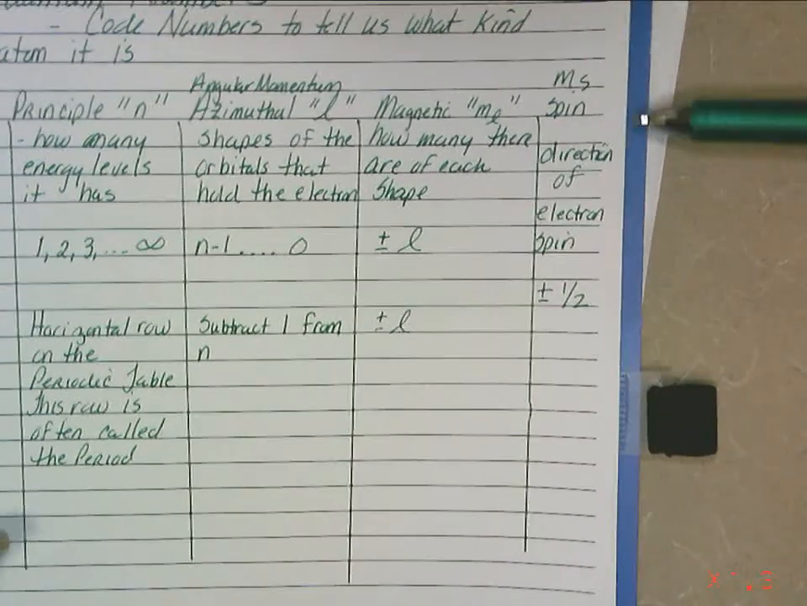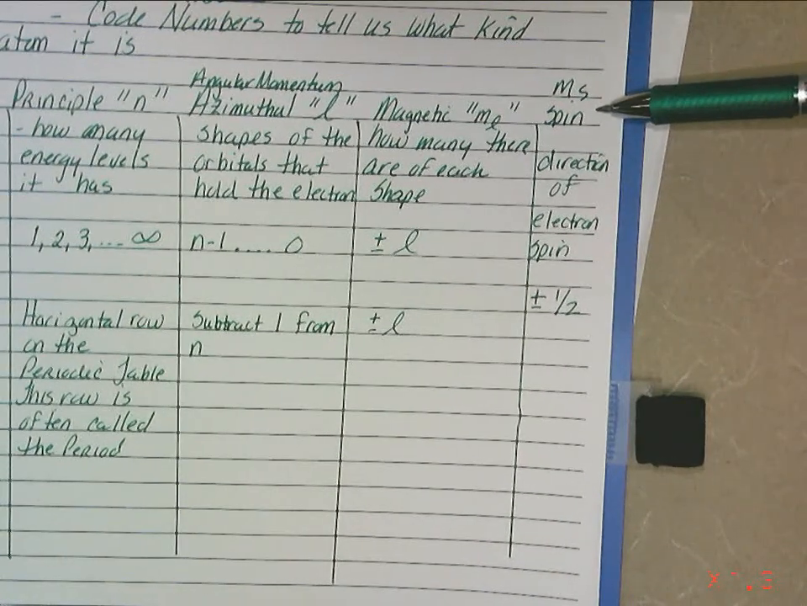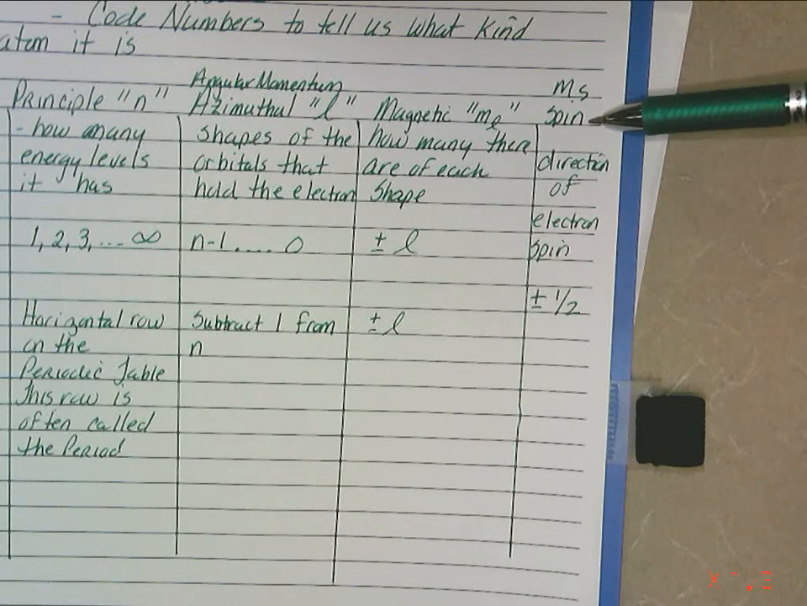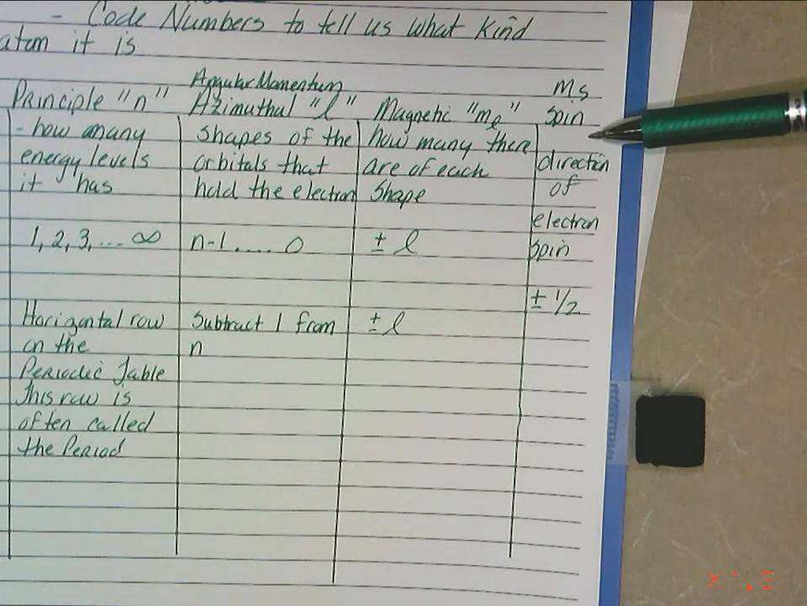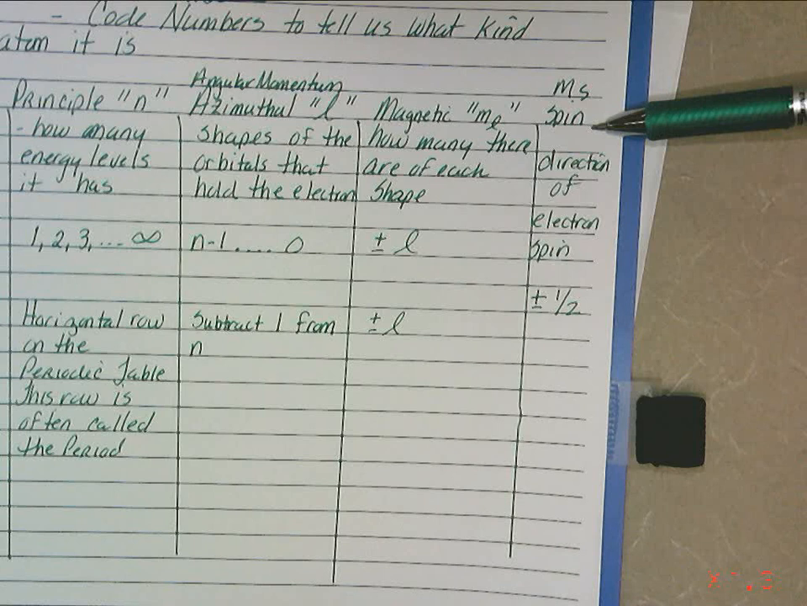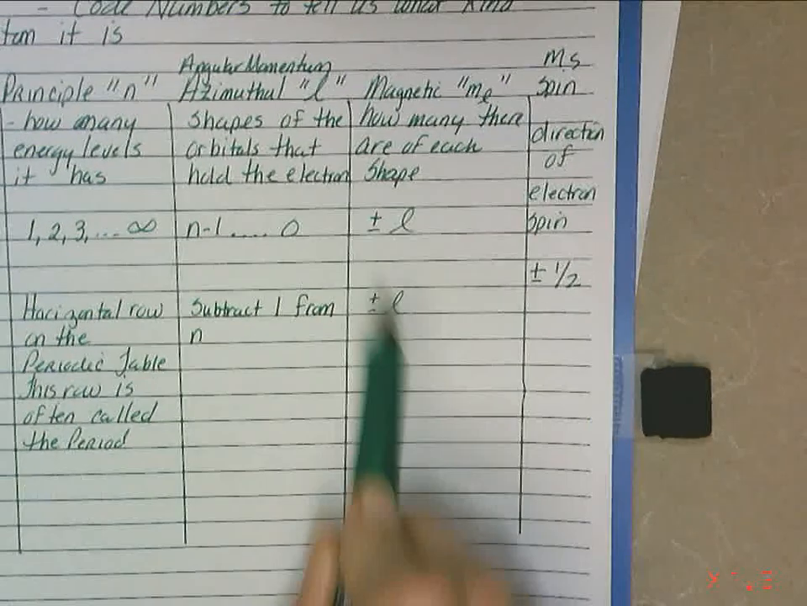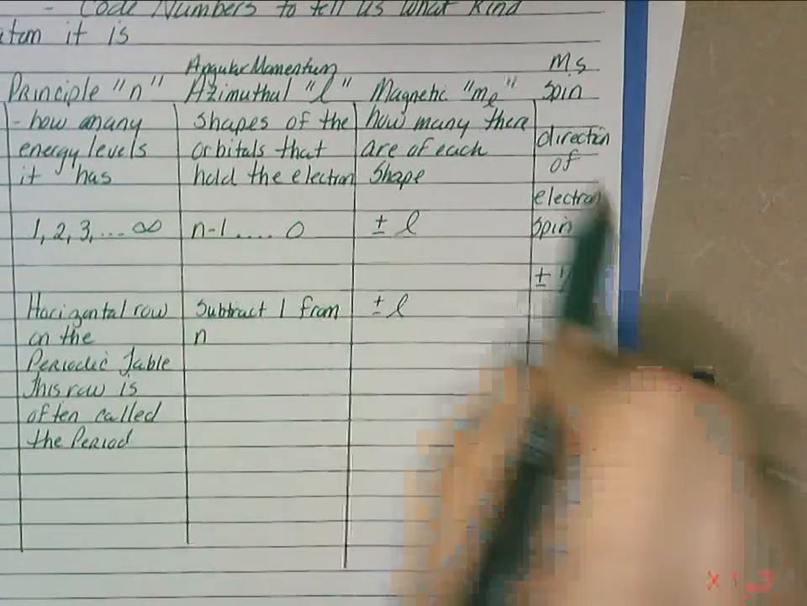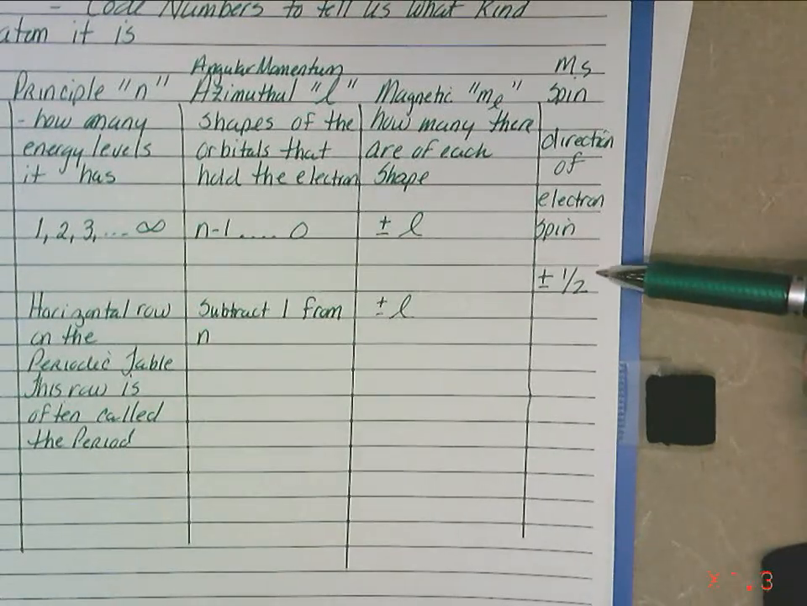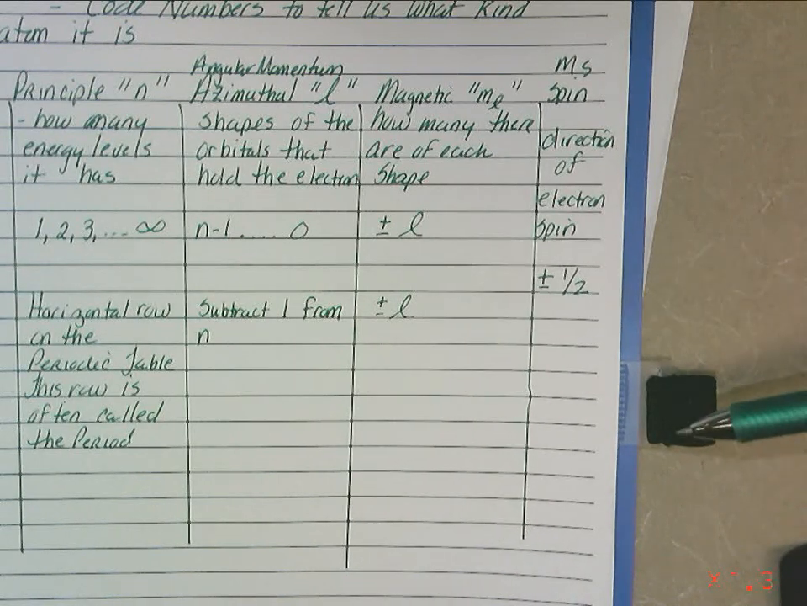Now, the spin quantum number, that's the last one. This is the easiest, but it's also the hardest because it just seems so simple. The spin quantum number tells us what direction an electron is spinning. There are only 2 directions to spin, clockwise or counterclockwise. Hence the 2 numbers. Plus 1/2 is clockwise, minus 1/2 is counterclockwise.